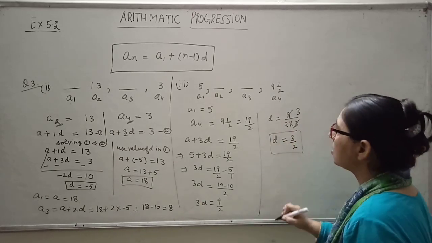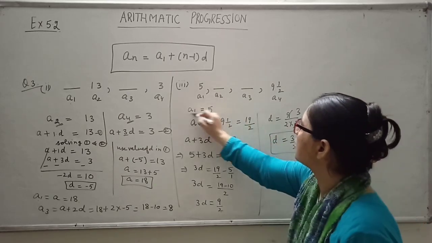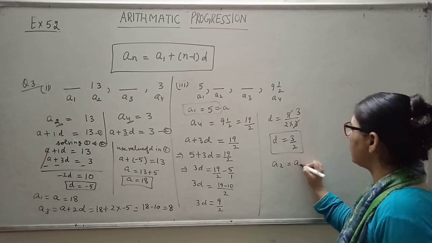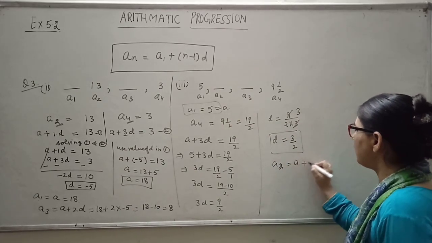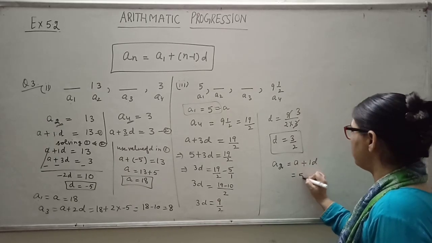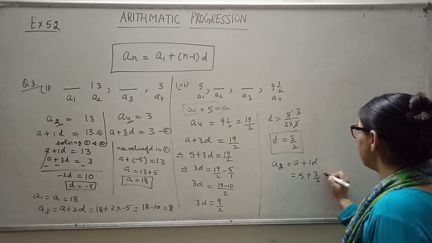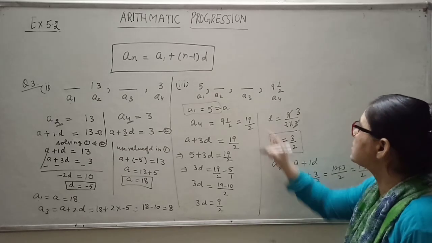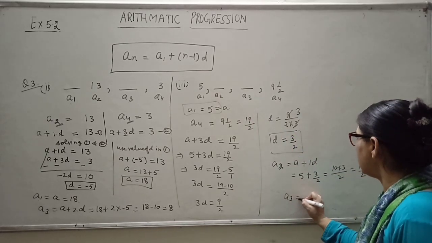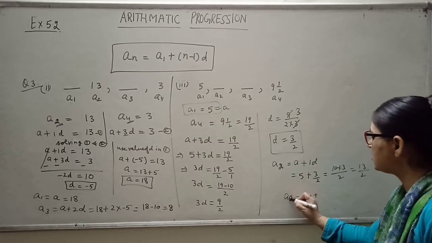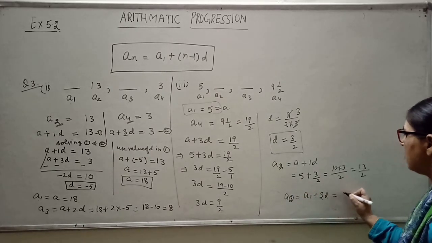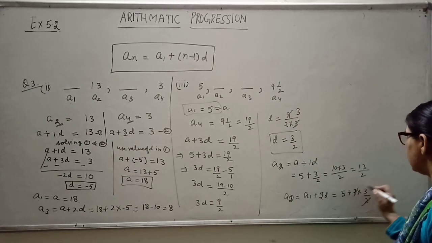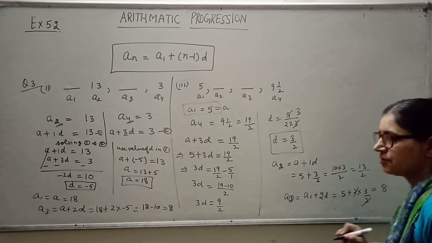चलो D की वैल्यू आ गई, A की भी पता है तो A2 निकालने में कोई दिक्कत नहीं है, A1 हमारा 5 है जिसको हम A भी बोलते हैं। ओके A2 निकालना है, A2 A plus, क्योंकि 2 है ना यहाँ पर, A2 A plus 1D होगा, A कितना है 5, 1D, D is 3 by 2, so this will be 10 plus 3 by 2, 13 by 2. Now what is to be found, that is A3. A3 is A1 plus, because it is 3, so A1 plus 2D, A1 is 5, 2, D is 3 by 2, 2 cancel by 2, this is 5 plus 3, 8.